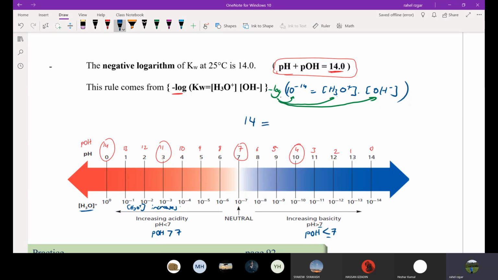Minus log of H3O, we know from the rule, minus log of H3O is pH. What happens to multiplication? During log, it becomes addition. Log of multiplication becomes addition. Minus log of OH becomes pOH.